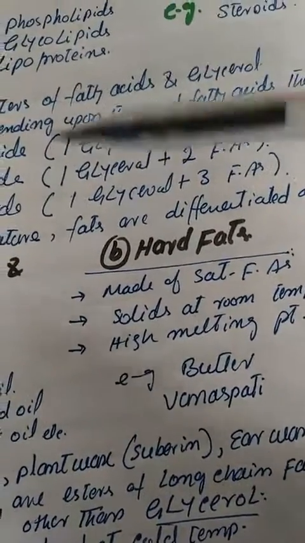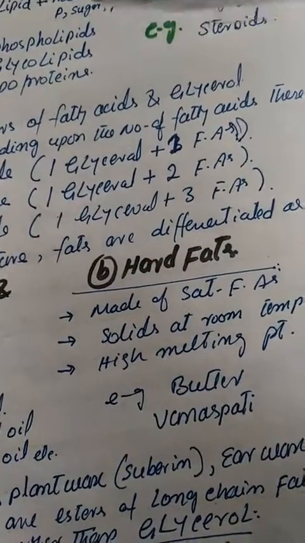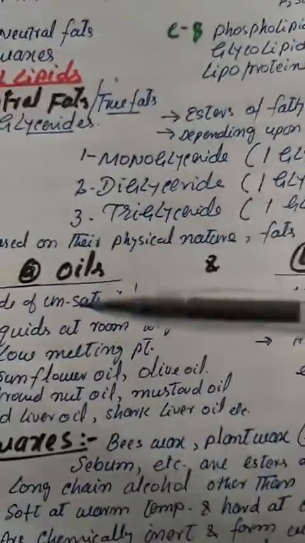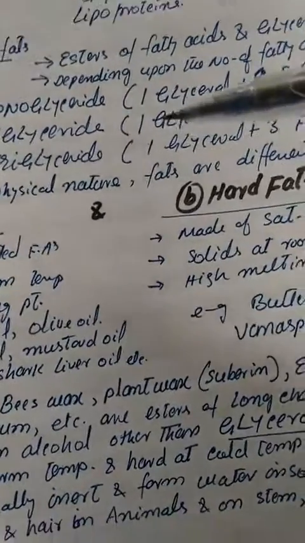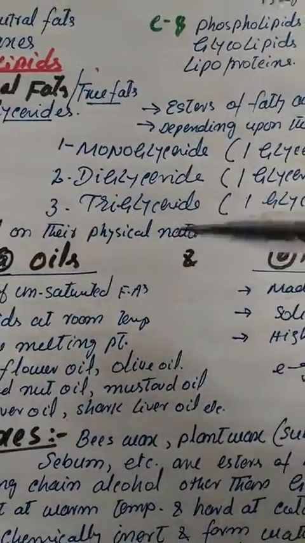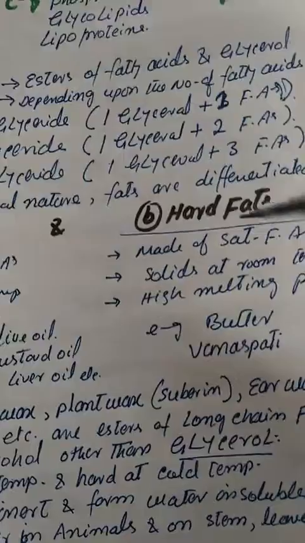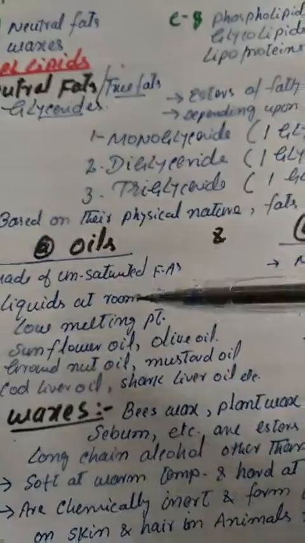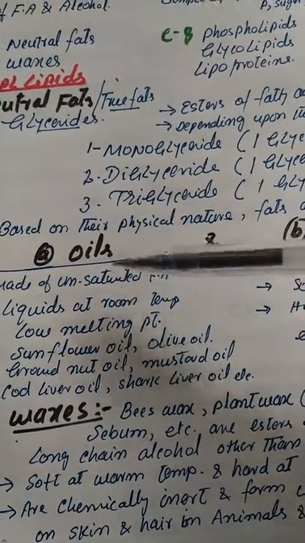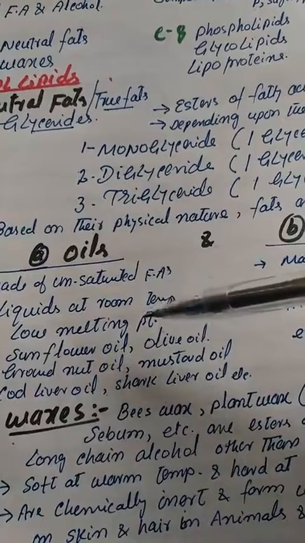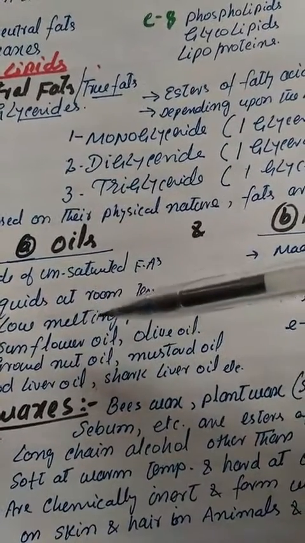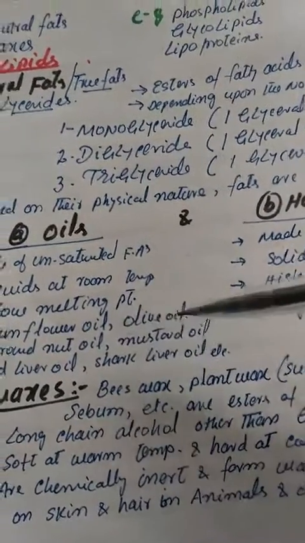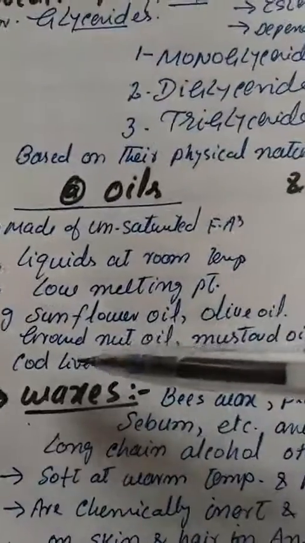Now, based on their physical nature, these neutral fats are differentiated as oils or hard fats. Now you should understand the difference between oils and hard fats. These oils are actually made of unsaturated fatty acids, and these oils are liquids at room temperature and have a low melting point. Examples of oils include sunflower oil, olive oil, groundnut oil.